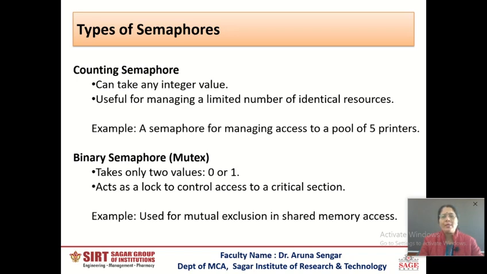And the second one is binary semaphore. It takes two values, 1 and 0. We can say it is a mutex. So what does a binary semaphore actually do? It acts as a lock to control access to a critical section. Means two processes do not enter at the same time to share a resource. At that time binary semaphore is used. It can take two values, 0 and 1, and it is used in mutual exclusion and shared memory access.